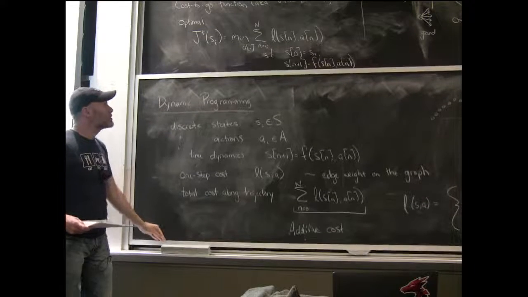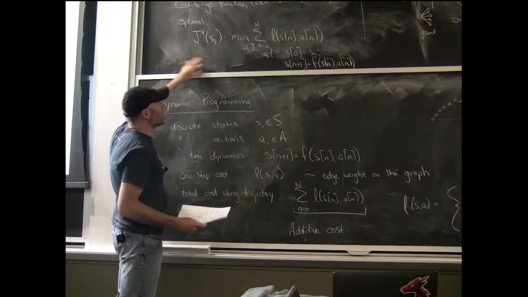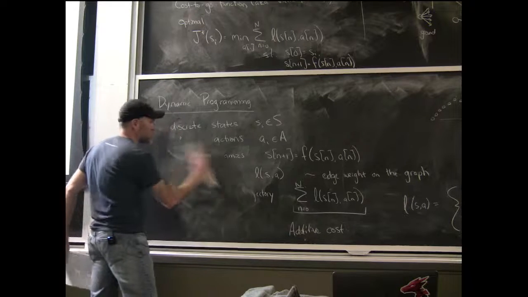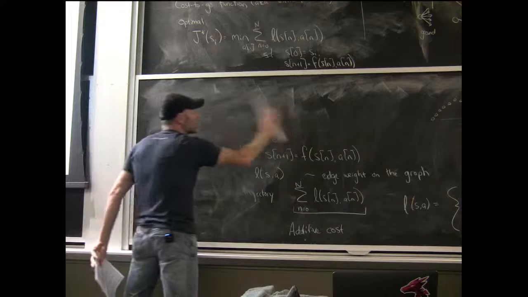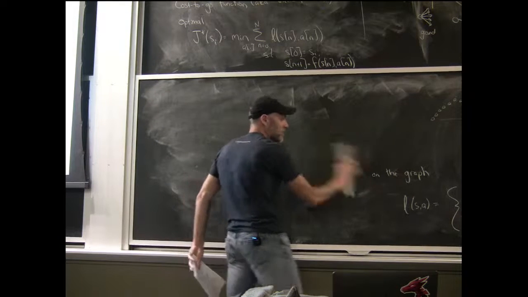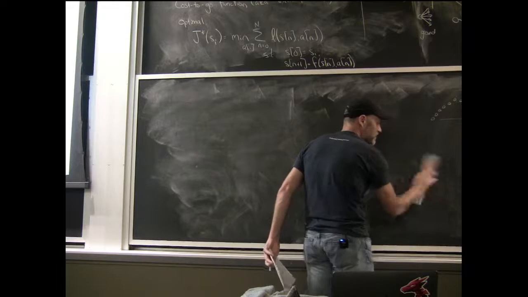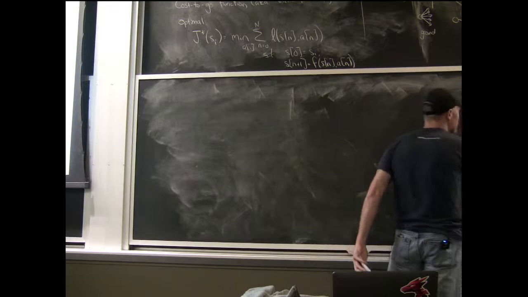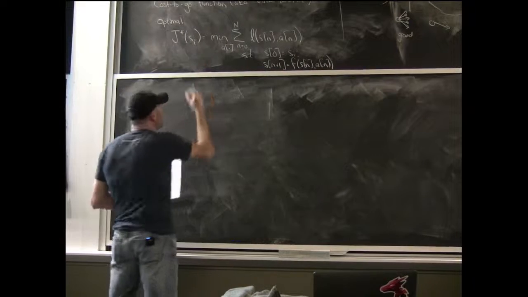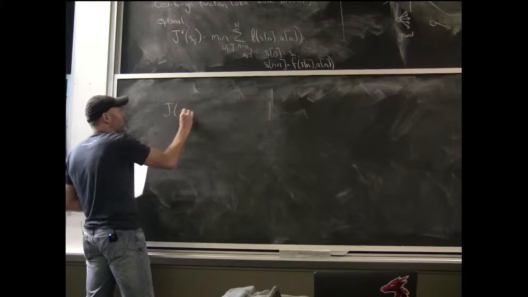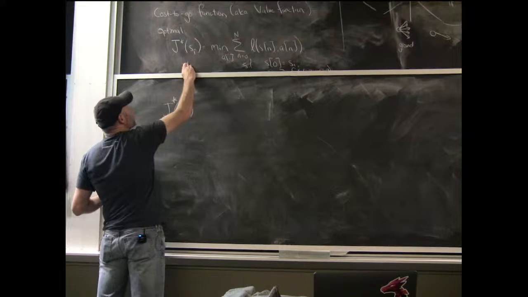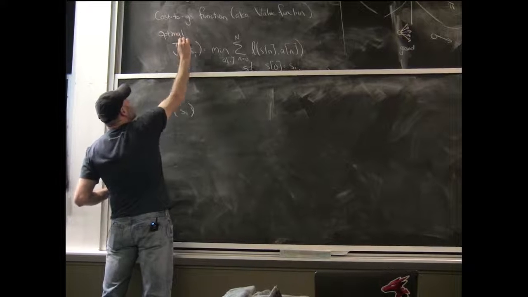The reason it's so useful is because you can solve for it recursively, by realizing that the best thing I can do and the best cost to go I can possibly get in one state, I can also say, by the way, this star is my notation for optimal.